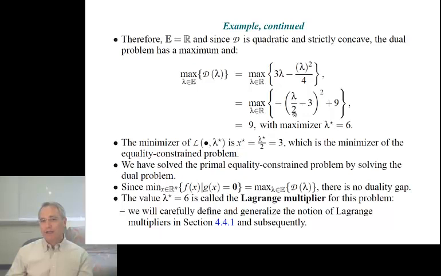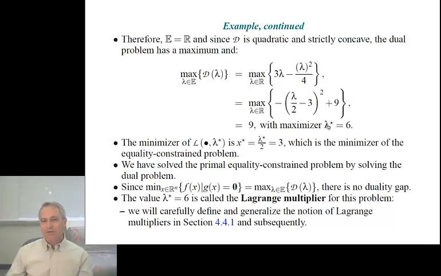Well, indeed, if I set lambda divided by 2 equal to 3, or lambda star equal to 6, I will have made minus the square of lambda on 2 minus 3 as big as possible. Setting lambda star equal to 6, I get this expression as 0, and that leaves me with 9. So the maximum of the dual is 9. The maximizer is lambda star equals 6.